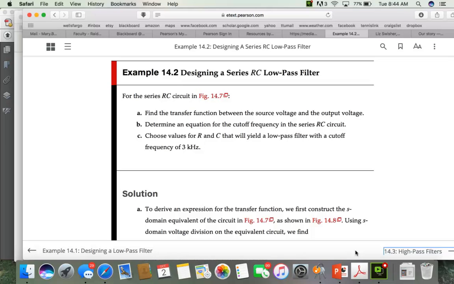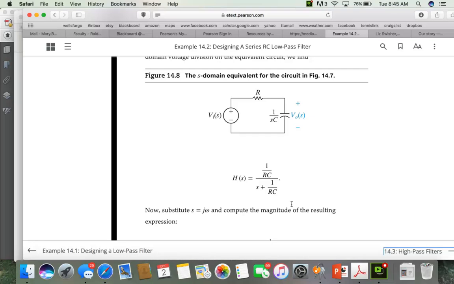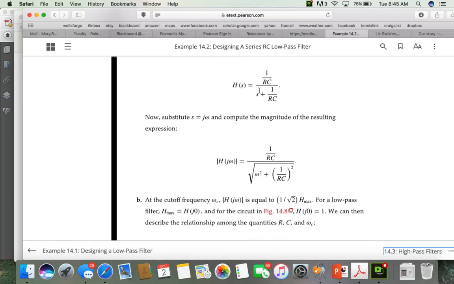The transfer function for the series RC is actually done as an example in this book. So basically, to derive an expression, we put this in the Laplace domain. Taking our output voltage across the capacitive impedance, we then write the transfer function using the voltage divider rule. And at that point, now we have H of s as a function of s. Now we want to evaluate the frequency response, so we're going to substitute s with j omega and compute the magnitude and phase. And so that's done here, missing a few steps.